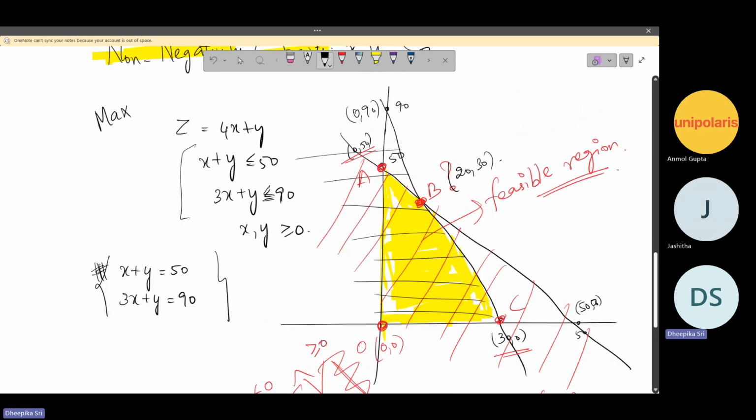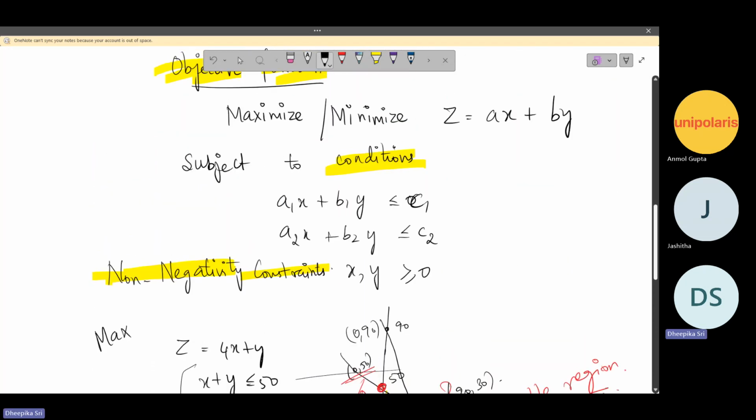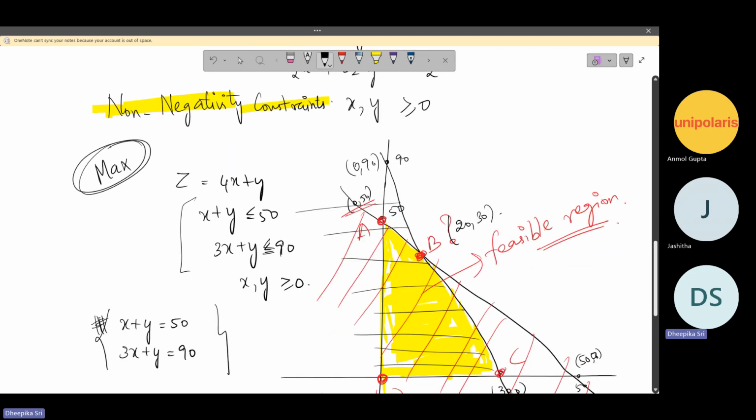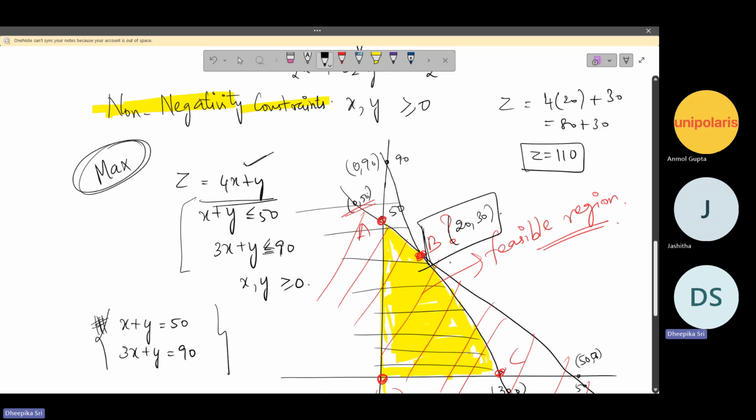Now, these are the corner points. Now I'll have to form the final table and see which is the maximum value. The question here is to maximize the objective function, right? So for these 4 points, O, A, B, C, I have to plug in those values of x and y in this function and see which is the maximum one. If you do that, you will find that at point B you get the maximum value. z equals 4 times 20 plus 30, which is 80 plus 30, 110. So this is the maximum value of this function and it occurs at the point B. So this is how we graphically solve this LPP.